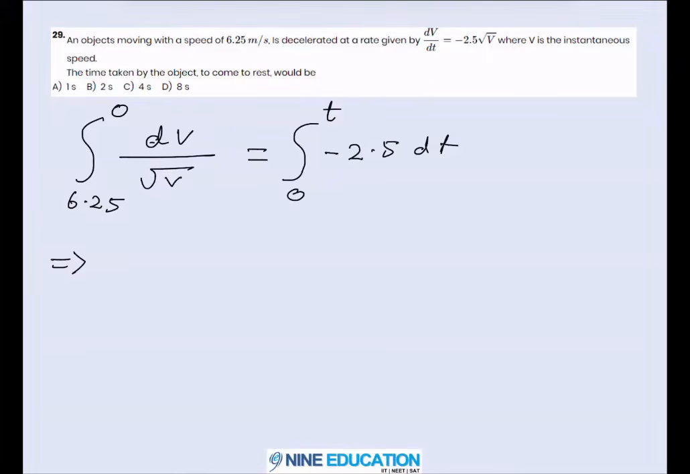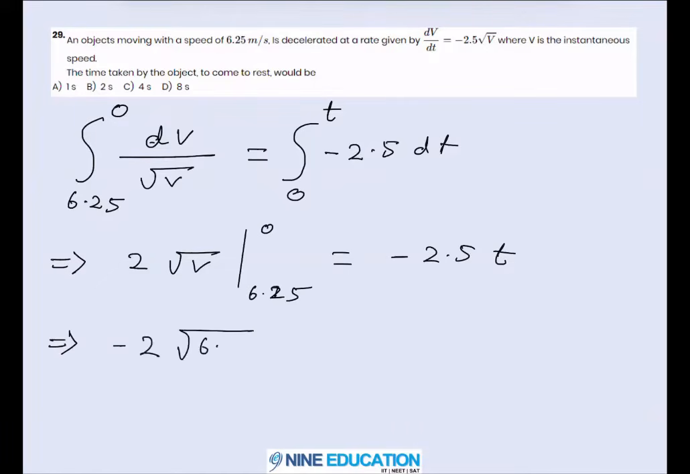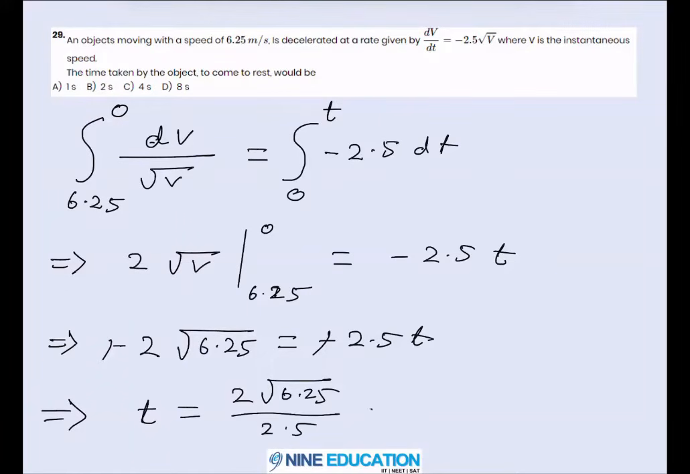The integration of 1 by root v dv is 2 root v, and the limits are from 6.25 to 0. And this will become minus 2.5 into t. If you put the upper limit and then the lower limit, you will get minus 2 into root over 6.25 is equal to minus 2.5 into t. So what is the value of t? Minus minus cancel out, and the time taken will be 2 into root over 6.25 by 2.5, which will be about 2 seconds. Now the answer to this particular question is option B, 2 seconds.